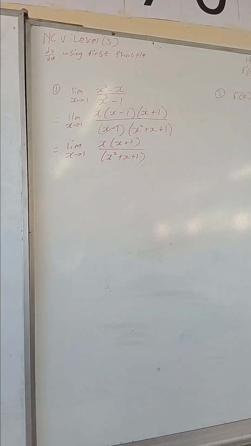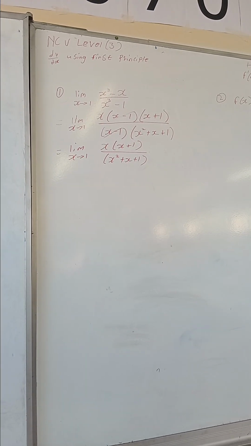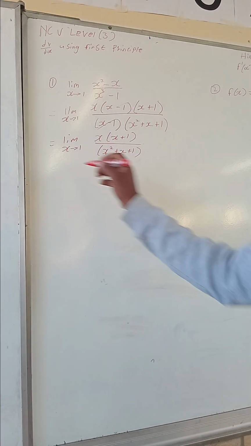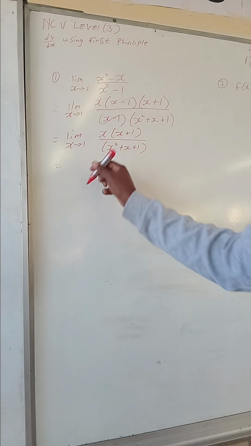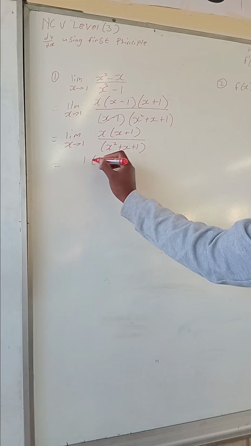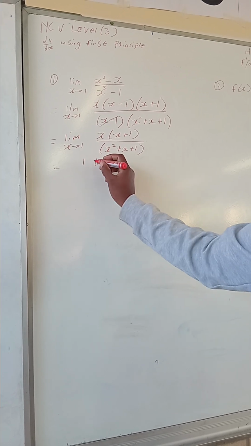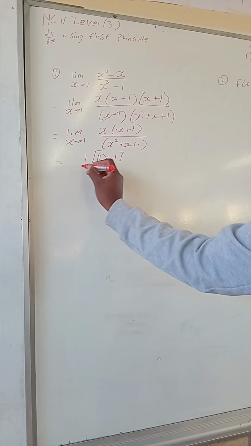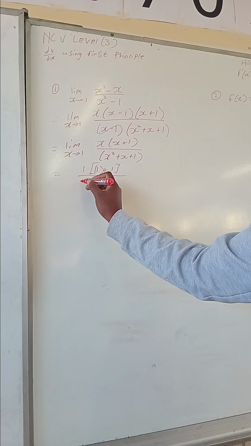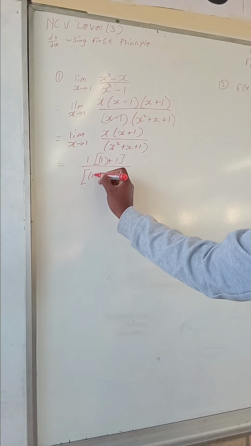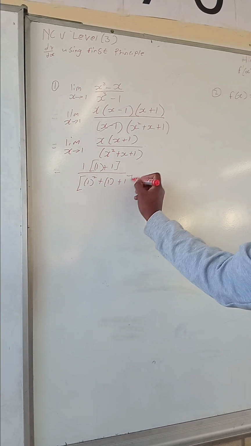Therefore, from here, wherever we see x, we're going to replace it by 1. We're no longer writing lim x approaches 1. Wherever we see x, we replace it by 1. So we're going to have 1 plus 1, then divided by 1 squared plus 1 plus 1.